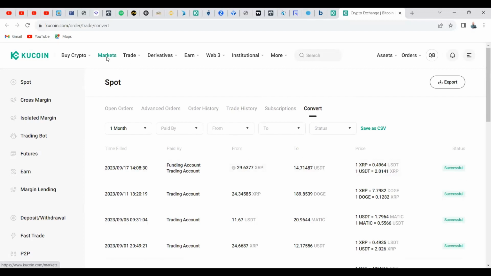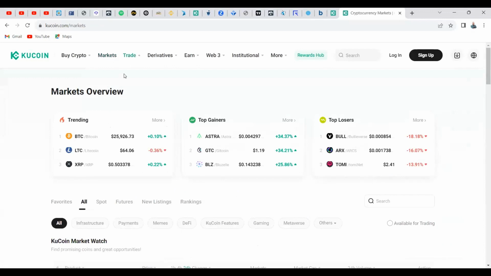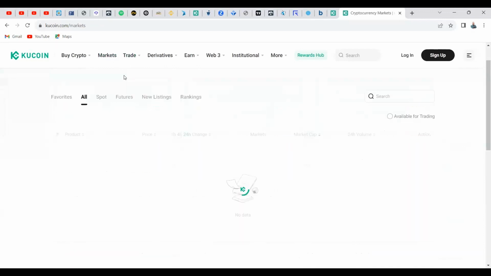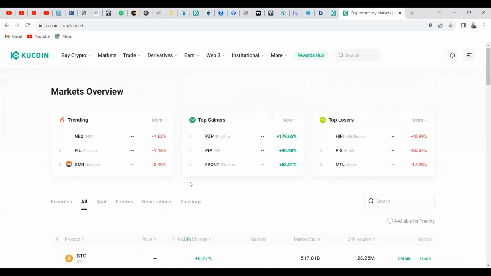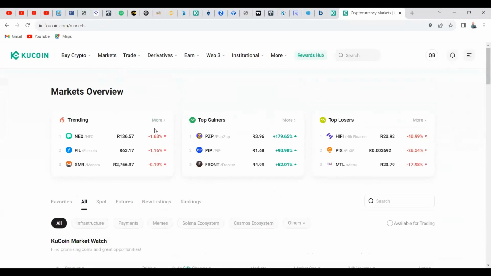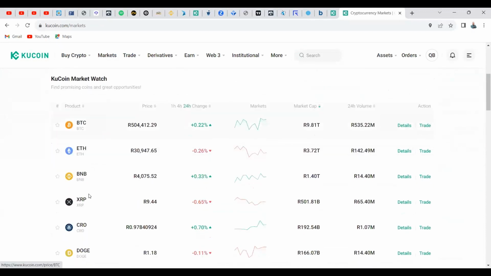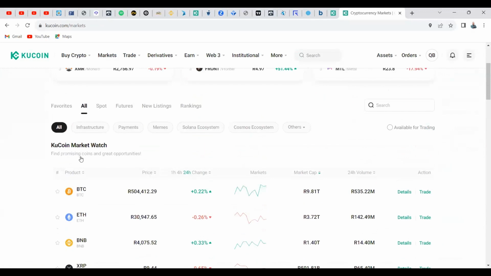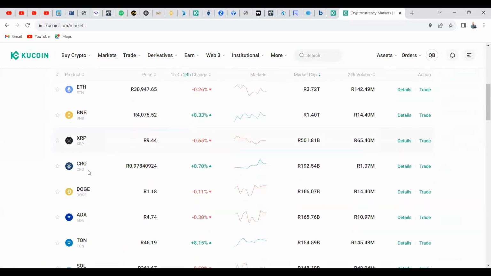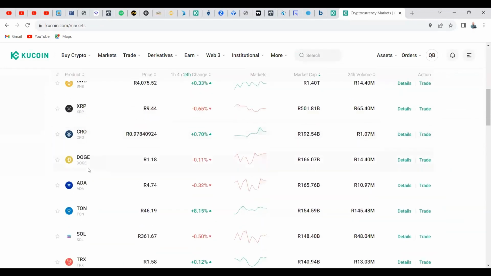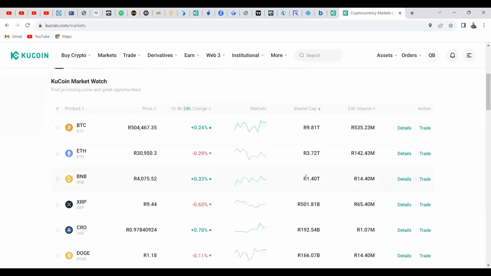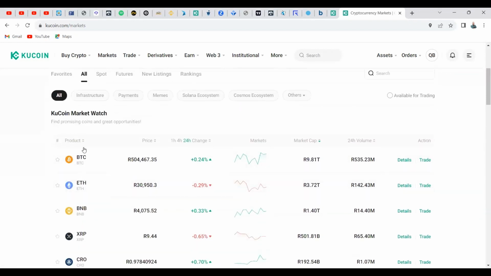Now if I click on this markets tab, before I move on to the next section, you can see that this is the markets overview. What I like about this tab is that it gives you trending coins. It also gives you top gainers as well as top losers. And then all of this down here is also one of the top crypto coins that you'd see on these tabs.